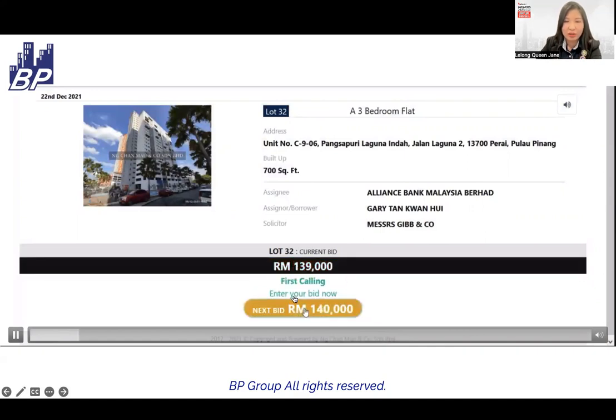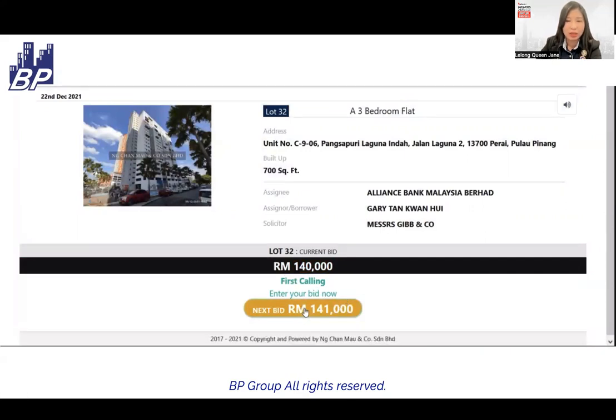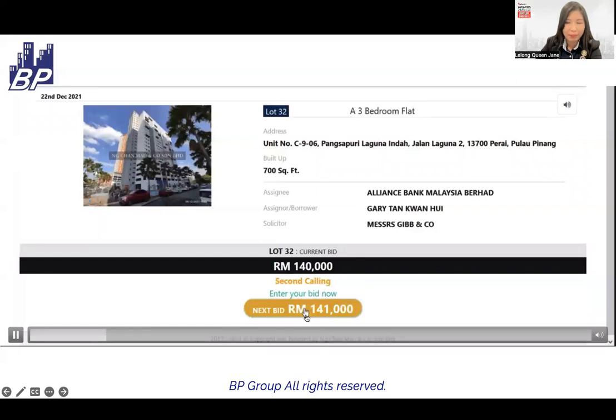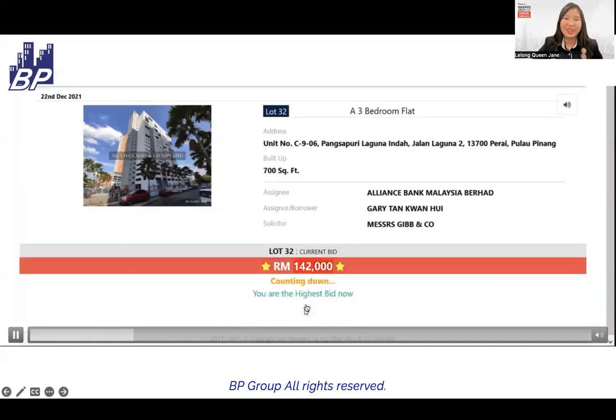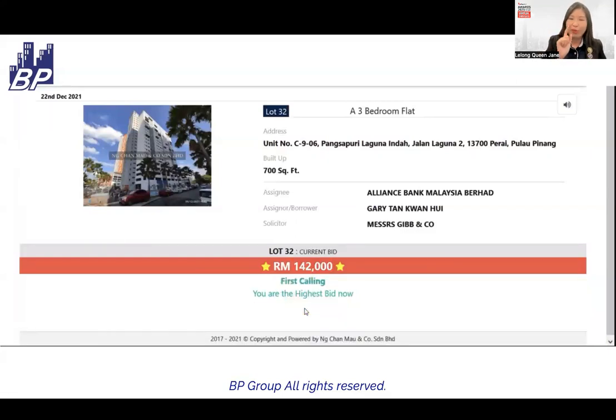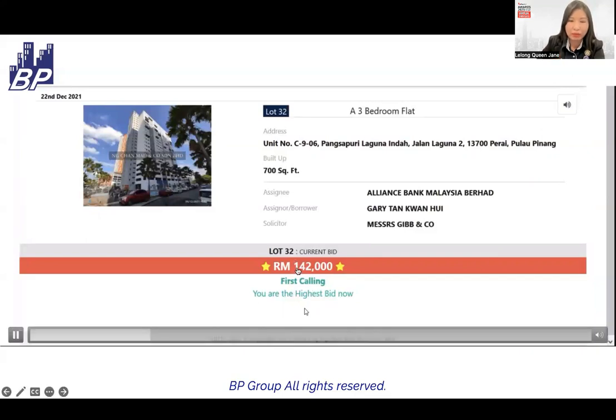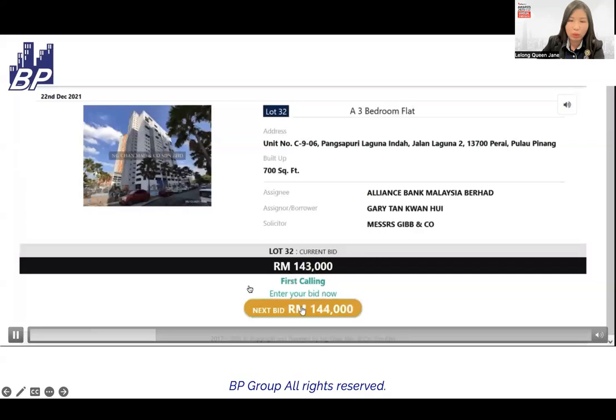It's very fast, right? So for any calling, they will show here: first calling, second calling, final calling. From just now the 130 something thousand, now you can see we place the bid. When we place a bid, one call is 1,000 ringgit. One bid is 1,000 ringgit. So you see, wow, second calling, when we press, we put 1,000 ringgit again for the bid, and 142,000, you see, a new bid comes in again.